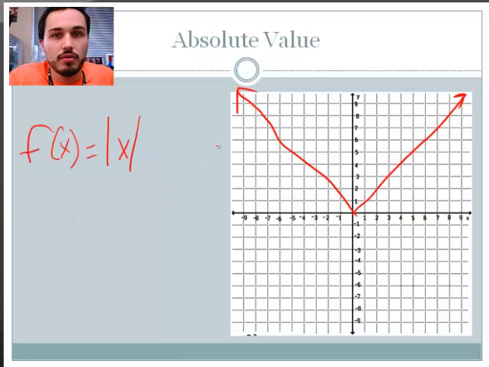Absolute value is V-shaped. And absolute value, when you write it, it has these little bars around it, and so again, it's a V-shaped graph because absolute value is V-shaped.